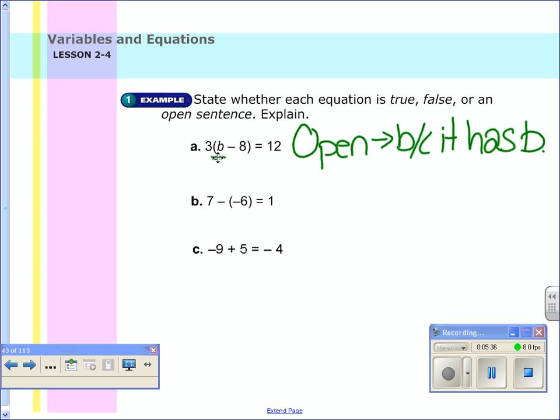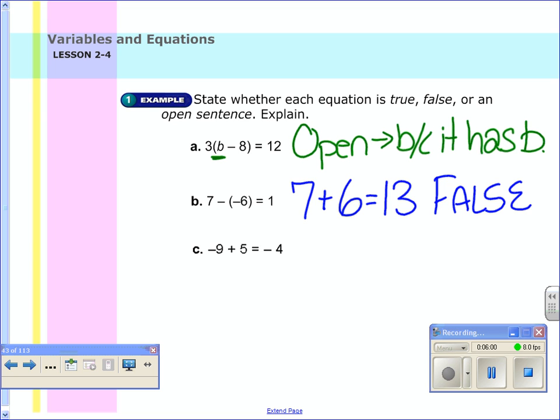Then we have B, 7 minus a negative 6 is 1. Well, let's find out. This one we have subtracting integers, so you add the opposite. 7 plus the opposite of negative 6, which is 6. Well, 7 plus 6 is 13. That is not the same, so this would be false. And again, this work I did is proof enough. And again, another way to prove it, boys and girls, is if you have 2 minus signs in a row, remember it just turns into a plus. All right?